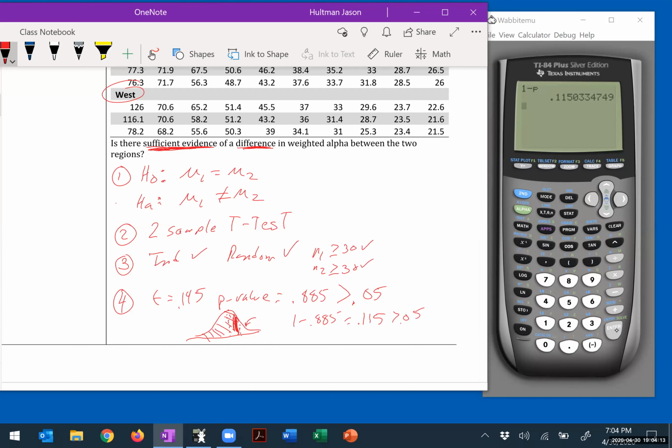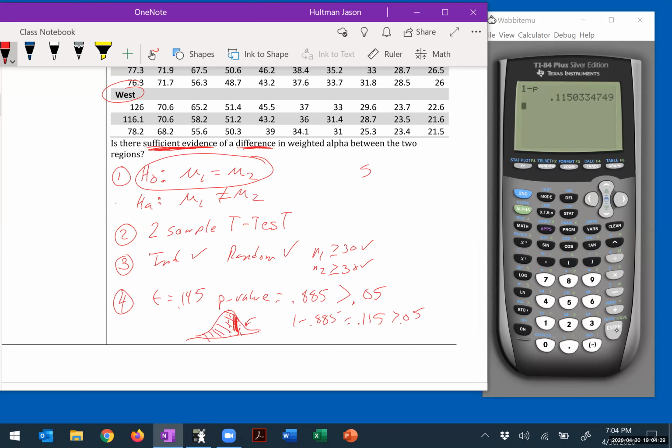So no matter which tail I use here, whether it's the bigger one or the smaller one, I'm still getting it to be bigger than 0.05. So we fail to reject the null.